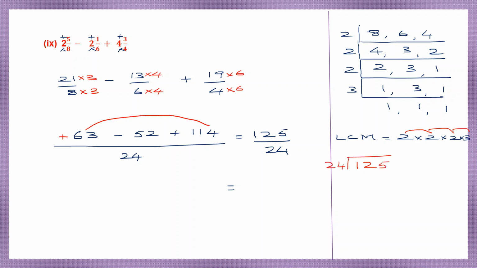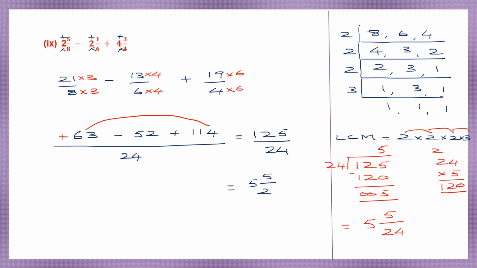So now we have to get a number close to 125. Let's try 24 into 5. 5 fours are 20, carry 2, 5 twos are 10, 11, 12. So 120. We can use this. 24 into 5 is 120, minus, we have 5, 0, 0. So our mixed number here is 5, the quotient, 5, the remainder, and the denominator is the divisor, 5 by 24. So our final answer, 5 by 24.